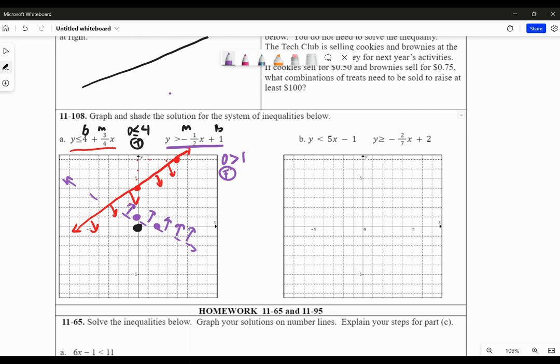All right, and you are done. You have now graphed and shaded. If you don't understand what it means by shaded, it means I'm going to shade the region where the arrows are going towards each other. So there's my shaded region. And remember, anything in the shaded region is a solution for both of these inequalities.